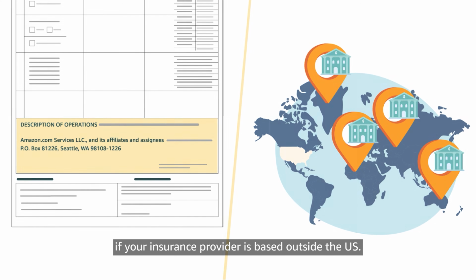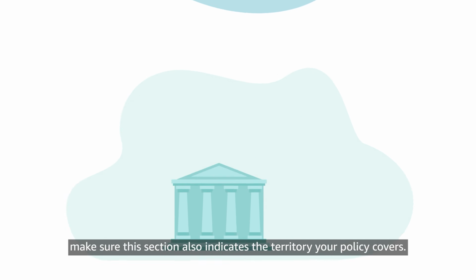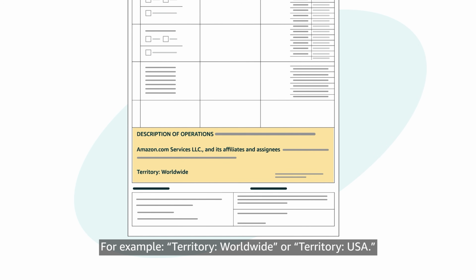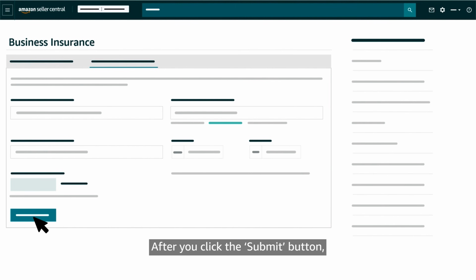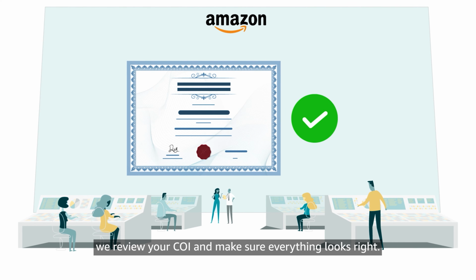If your insurer is based outside the U.S., make sure this section also indicates the territory your policy covers. For example, Territory Worldwide or Territory USA. After you click the Submit button, we review your COI and make sure everything looks right.